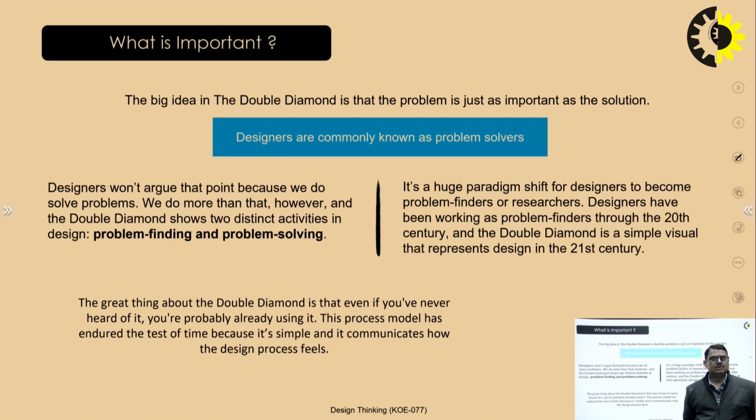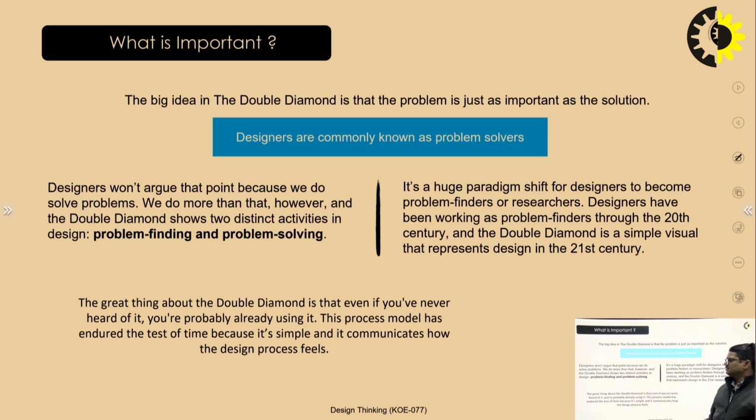So, what is important when we are talking about the double diamond approach or process? The big idea in the double diamond is that the problem is just as important as the solution. Here we are putting our emphasis on both aspects. The first aspect is the problem. We need to identify the problem correctly, and we also need to identify the solution which is the best fit for that particular problem space.